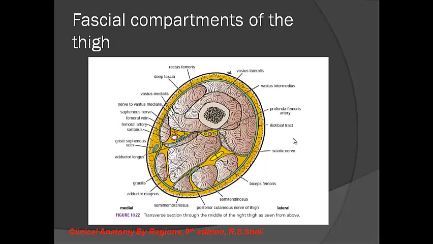Okay? And like I said, this is anterior, so this region here. So obviously this is going to be the anterior compartment. And then back here, this is going to be called the posterior compartment. And then the third compartment of the thigh, this one here, this is called the medial compartment.